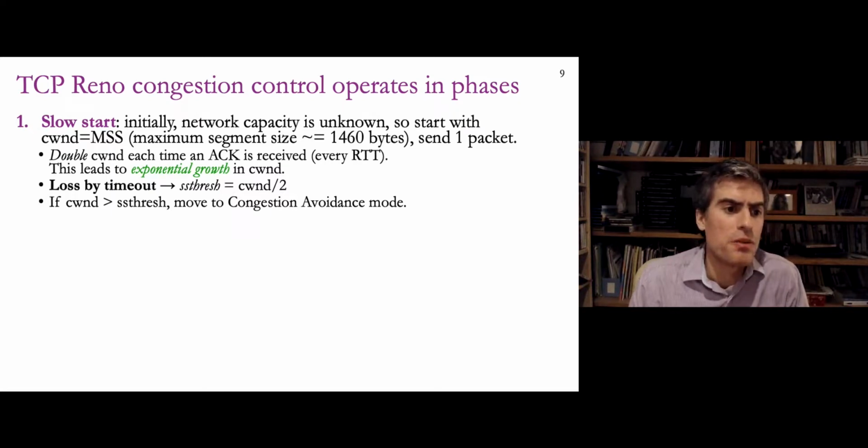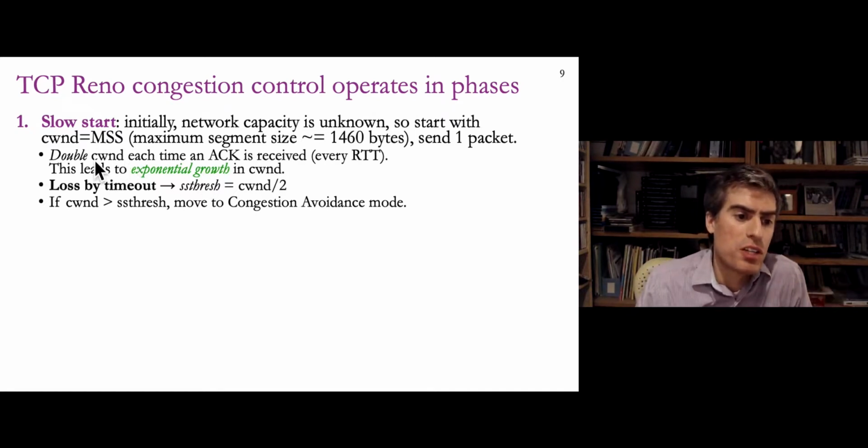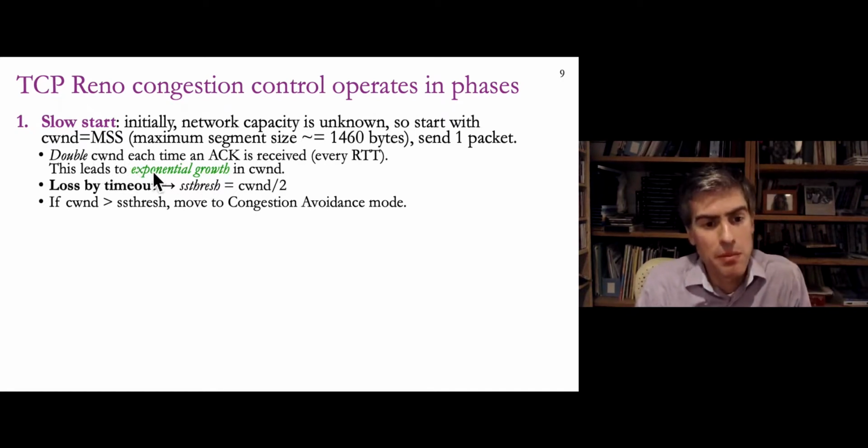we can say that TCP Reno has 3 phases. The first one is called slow start, because initially we have no idea what the capacity of the network is. So we start with the window size being equal to 1 packet. The MSS is the maximum segment size, usually around 1.5 kilobytes. So you send 1 packet. When it gets back, every round trip time, in other words, when you get an acknowledgement back, you double the congestion window. So you send twice as much next time.